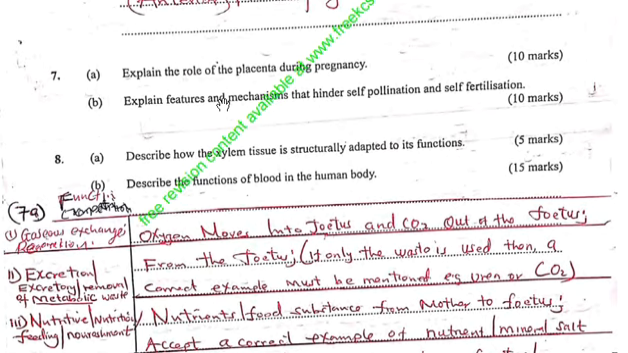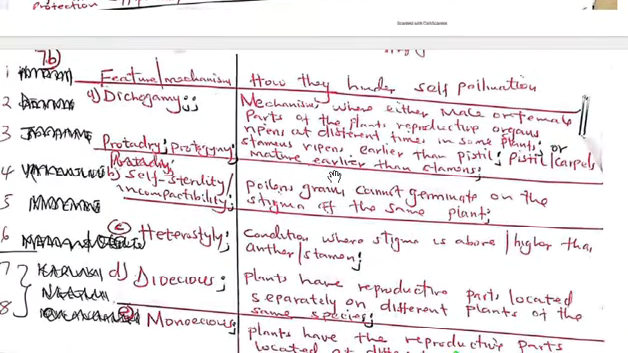Then 7b, explain the features and mechanisms that hinder self-pollination and self-fertilization. In other words, the features that favor cross-pollination. As I've said, you draw a table and explain well and neatly. The first one, you have what you call dichogamy, and dichogamy includes protandry and protogeny.